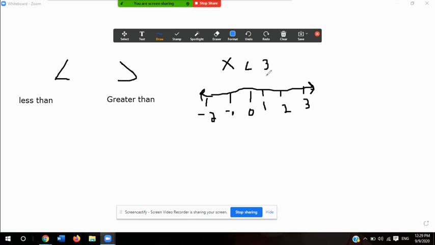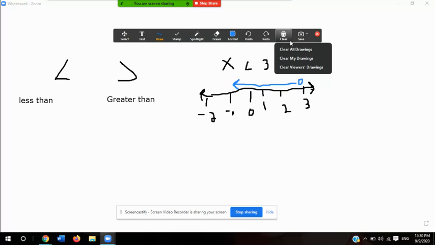Why without including the 3? Because remember, I want to make my statement true. So if 3 is not included, I would draw what we call an open point, which means I don't fill it in. And any number smaller than 3 would be 2 or 1 or 0 or negative 1 and so on, which is why we have the ray moving to the left.